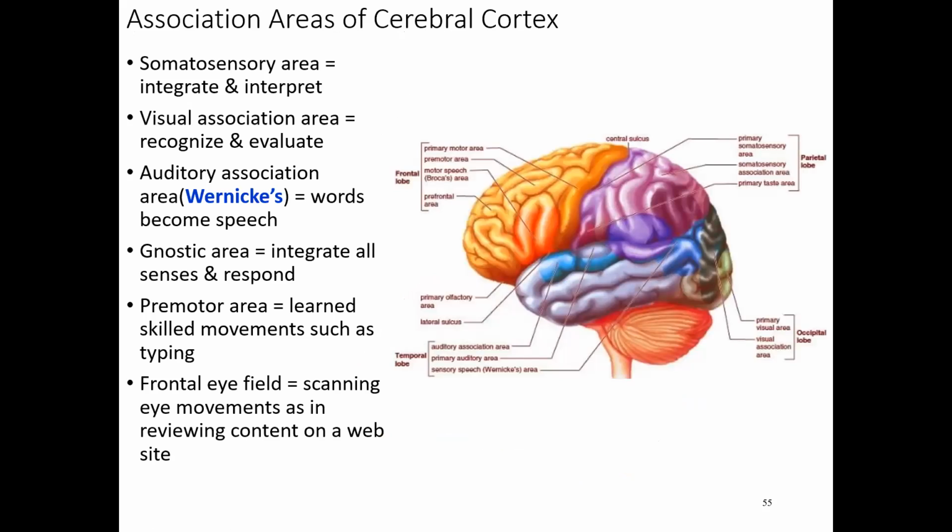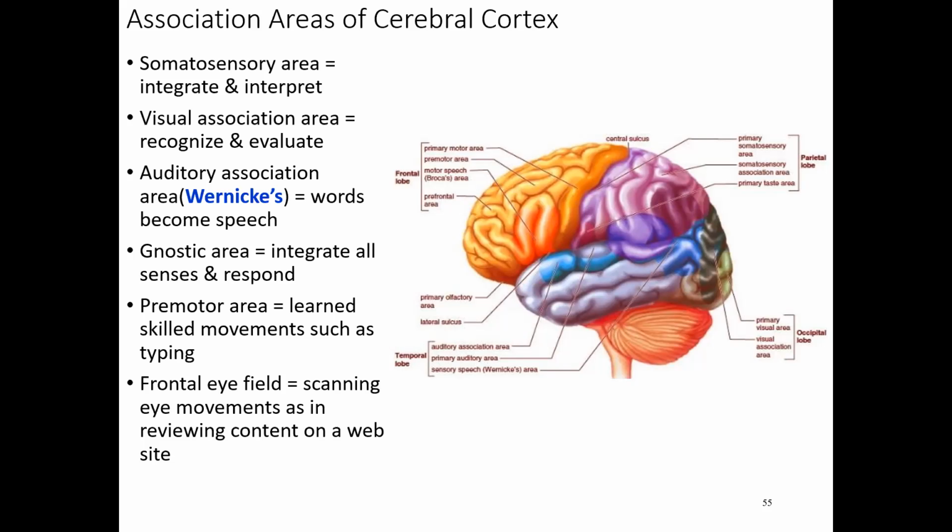So we have quite a few association areas here. I've alluded to them already. Now, the somatosensory association area is going to integrate and interpret sensory input from the skin, from the proprioceptors. The visual association area surrounding the visual cortex is going to recognize, evaluate, identify, process. Auditory association area. Now, this is a new location here. This is called Wernicke's area.